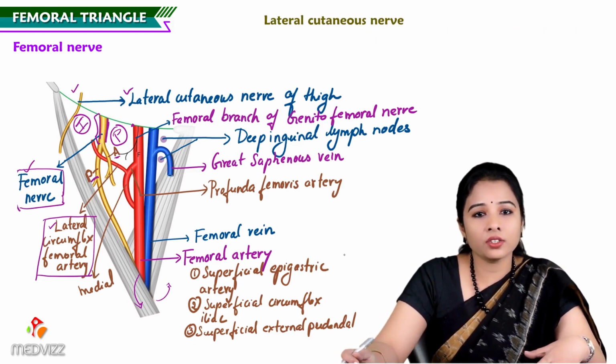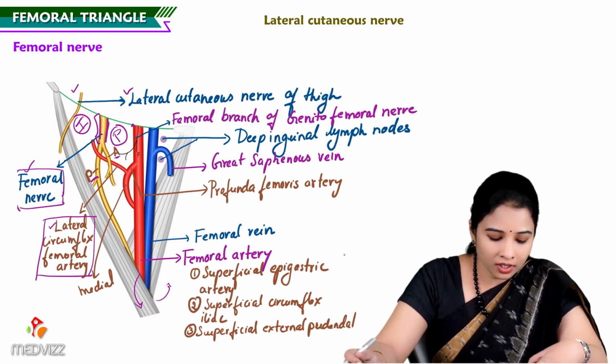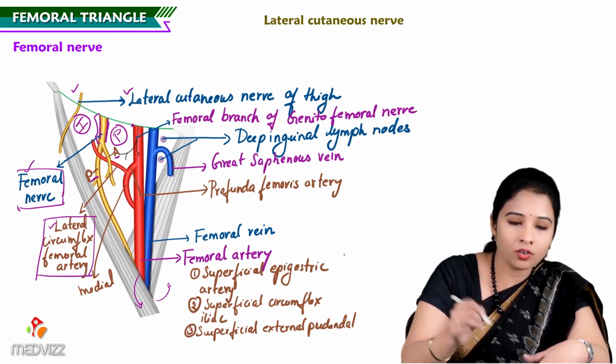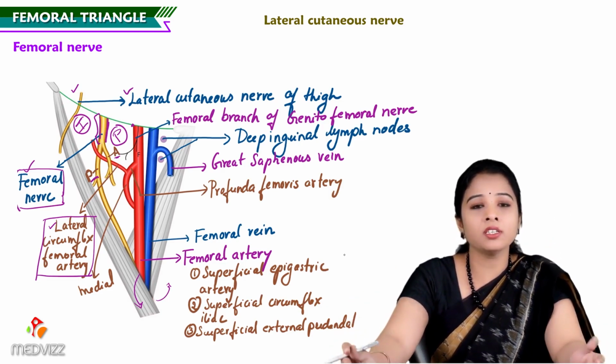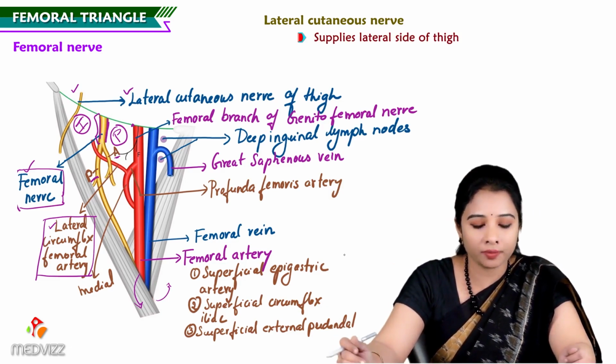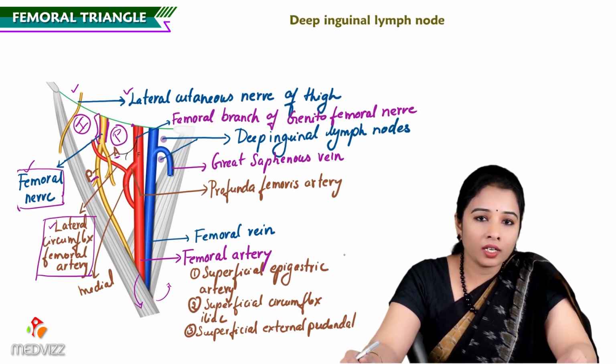Next, about the lateral cutaneous nerve of thigh. So here is the lateral cutaneous nerve of thigh, which is present most laterally and supplies the lateral side of the thigh. Talking about the deep inguinal lymph nodes.